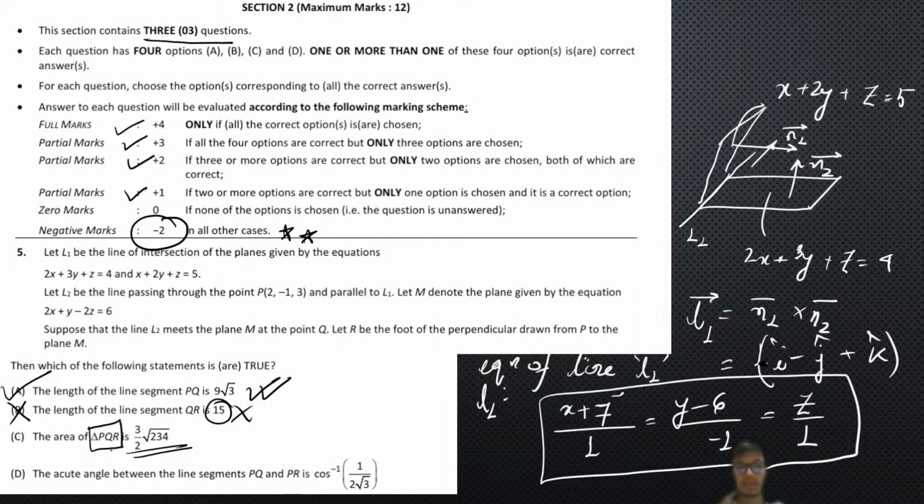Similarly, if you find the area of the triangle PQR, it is going to come out as 3 upon 2 square root of 234. So that is also going to be correct.